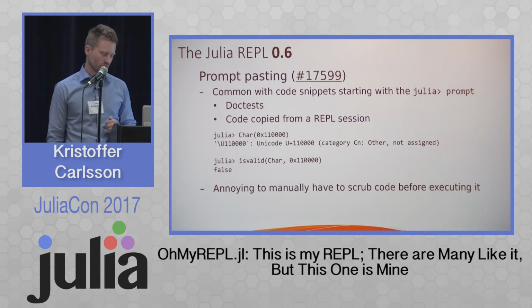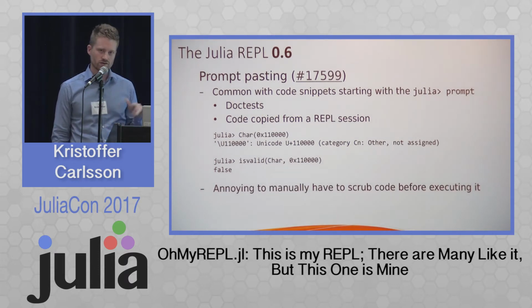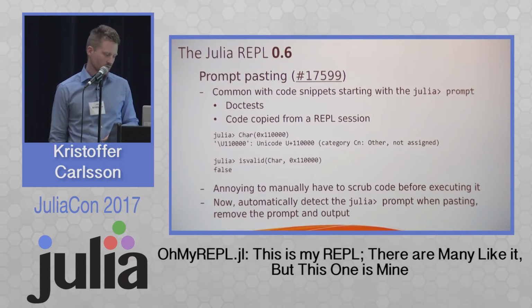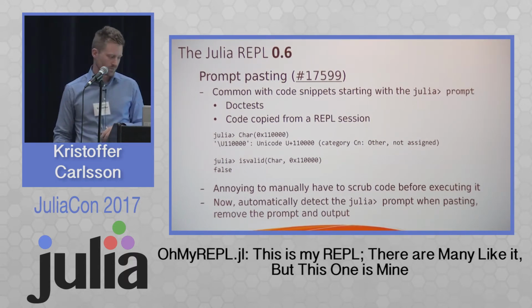So previously, it was kind of annoying because you had to manually scrub this prompt away. You had to manually remove the output, and then finally you could copy-paste it into the REPL. Right now, we detect the Julia prompt, and we figure out that, OK, you're copying something that has a Julia prompt. We can remove it. We figure out what the output is. We remove that one. So you can just take this code, for example, and just copy-paste it into the REPL, and it should just work.